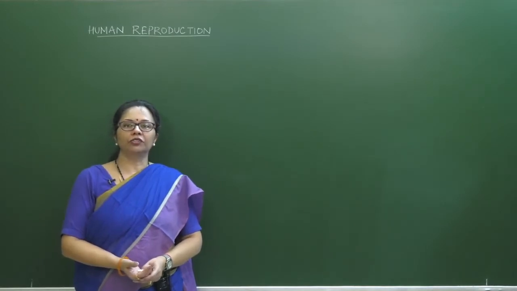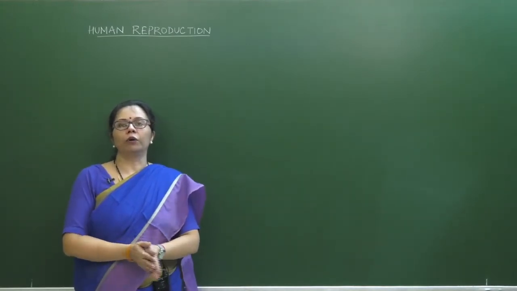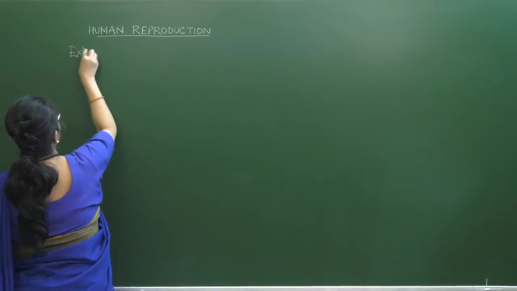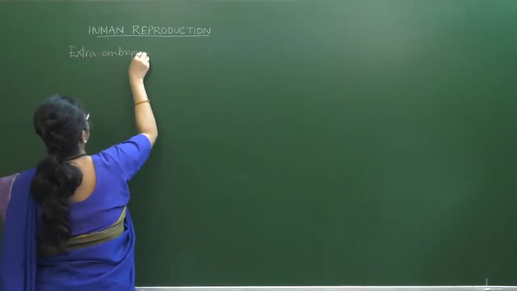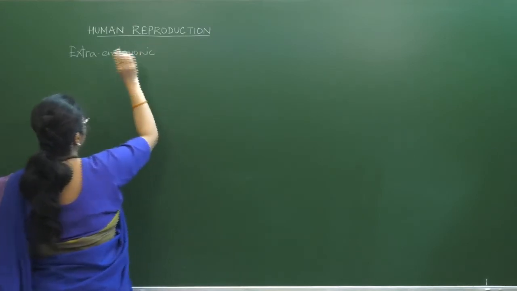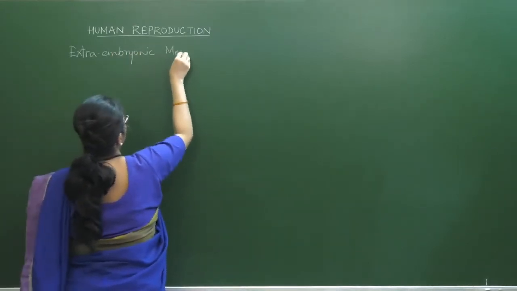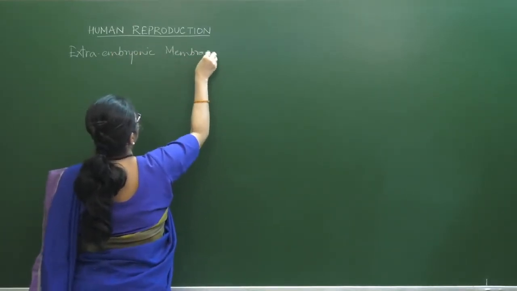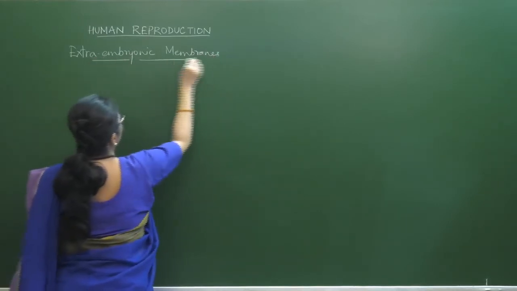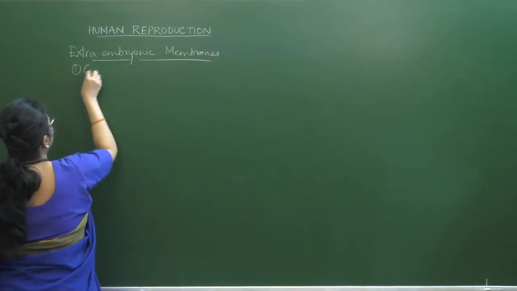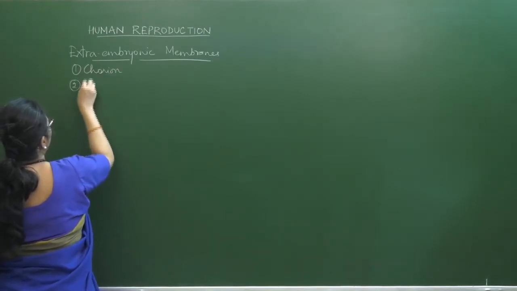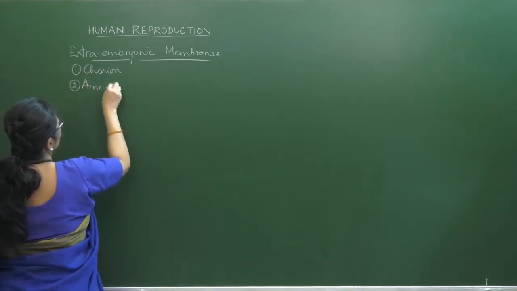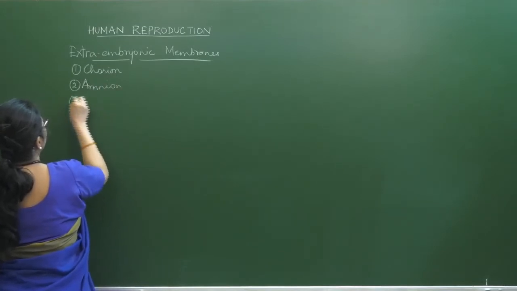Good morning, students. In the last class I had mentioned two of them with you, extraembryonic, not the germ layers, sorry, just extraembryonic membranes. Now extraembryonic membranes, we have four of them. We have already mentioned chorion, then we have mentioned amnion, then now let us mention yolk sac.